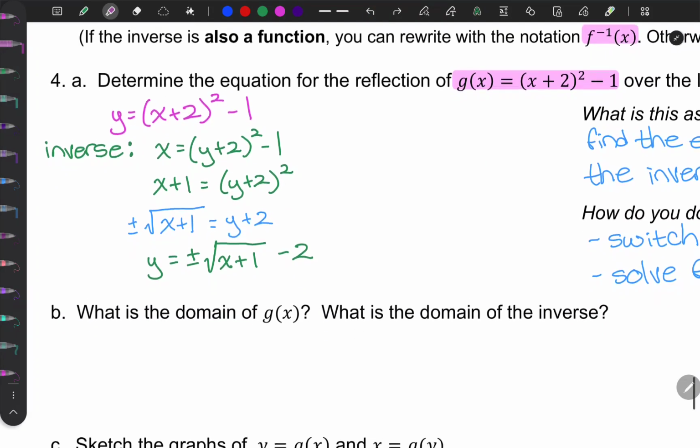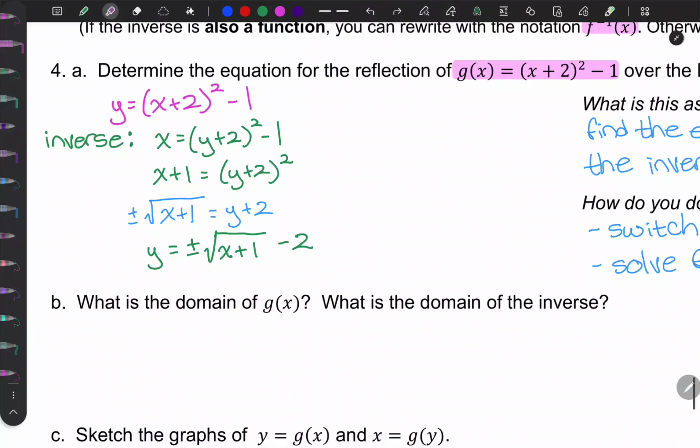All right, let's look at finding our domain, both for the original and for the inverse. G of x is a parabola. So our domain is all real numbers. I'll say x such that x is an element of all real numbers. But we do have a range. This is a parabola that opens upwards. So our k value gives us a minimum. And our k value is -1. So we say y such that y is greater than or equal to -1. Y is an element of all real numbers.